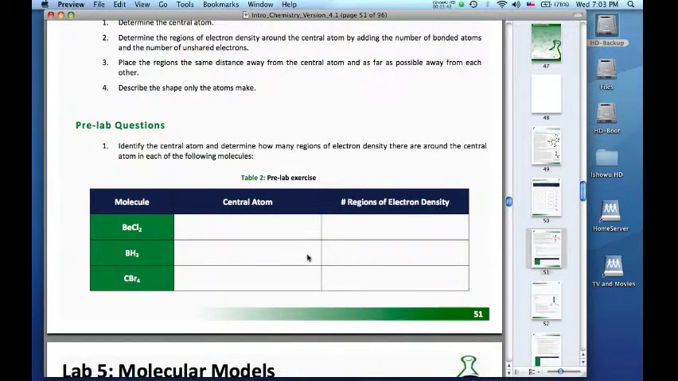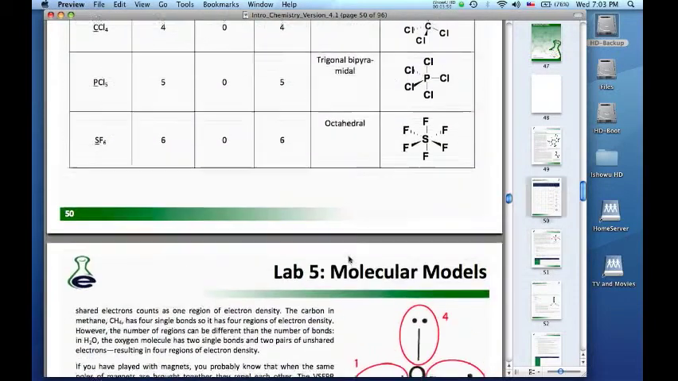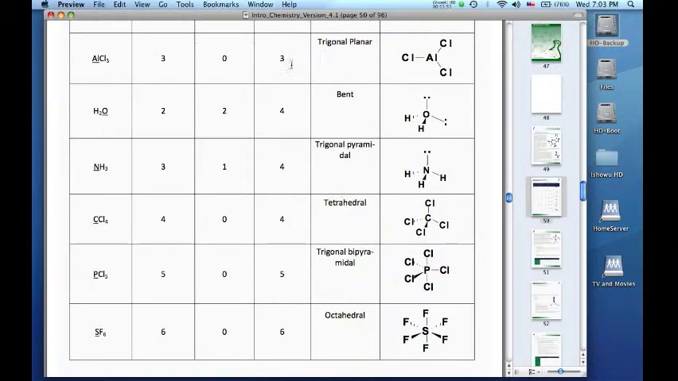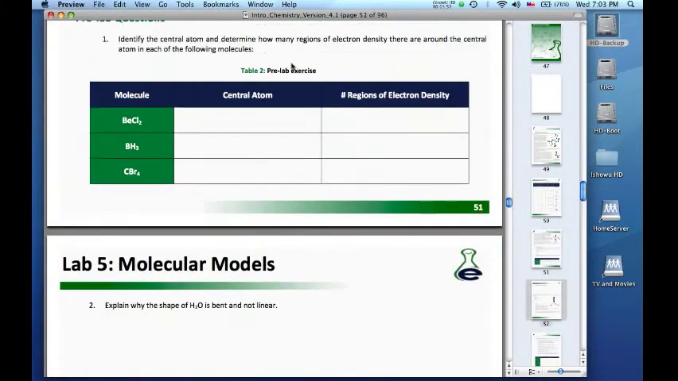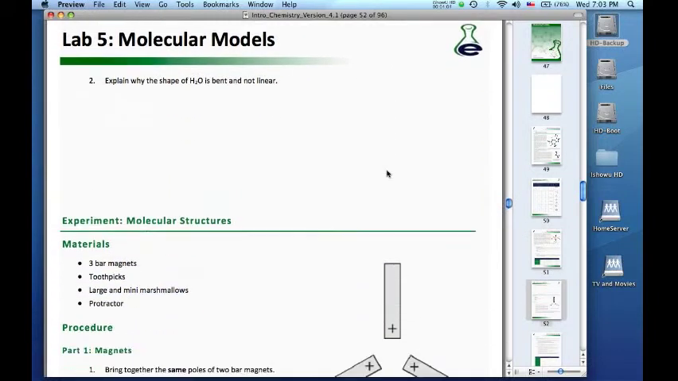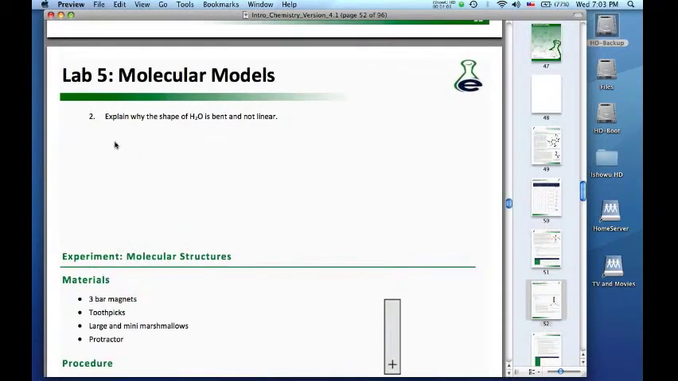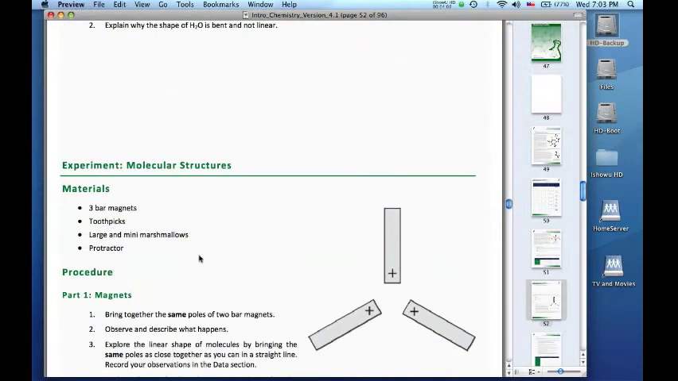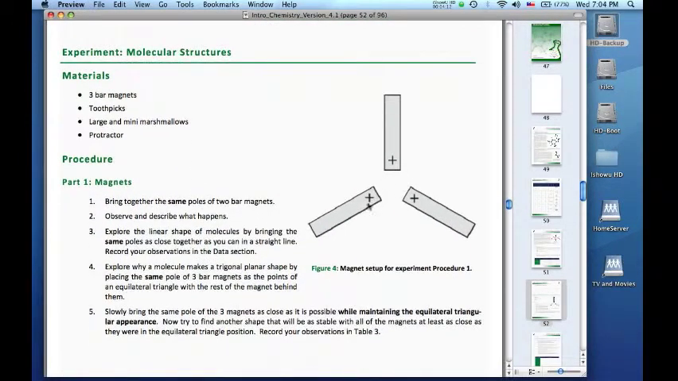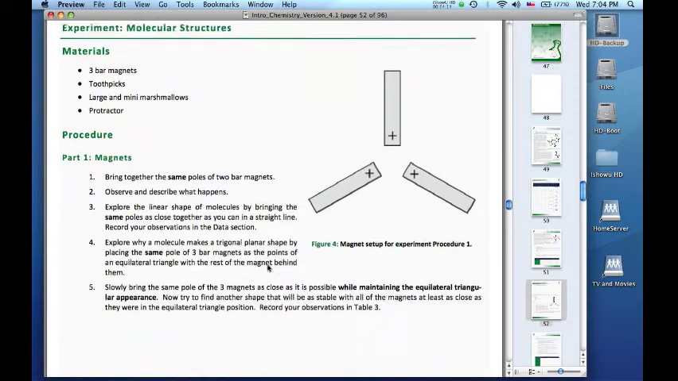This one here has 3, and 3 is going to be trigonal planar. And likewise here, carbon tetrabromide has 4, that's tetrahedral. I already talked about this, if you can just back it up. Now the magnets are fairly easy. You throw them together, and it shows you even the picture with this. This is all fairly easy.